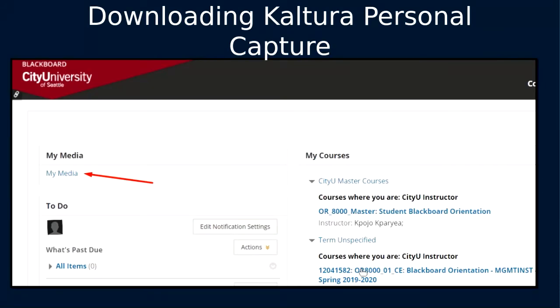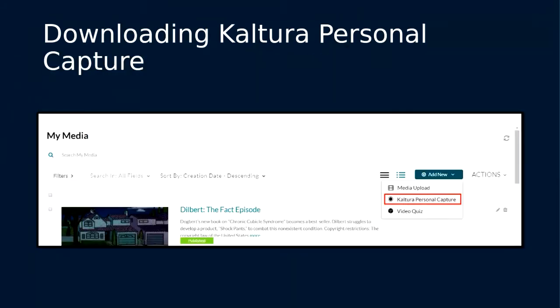So the first thing we're going to look at is how you can actually download Kaltura Personal Capture. To do this, you need to be in Blackboard. So once you log into Blackboard, on the left-hand side, you'll see your My Media module, which is where all your video content is stored. So once you click on that, you'll be taken to this My Media page. And as you can see, I already have a ton of videos in there.